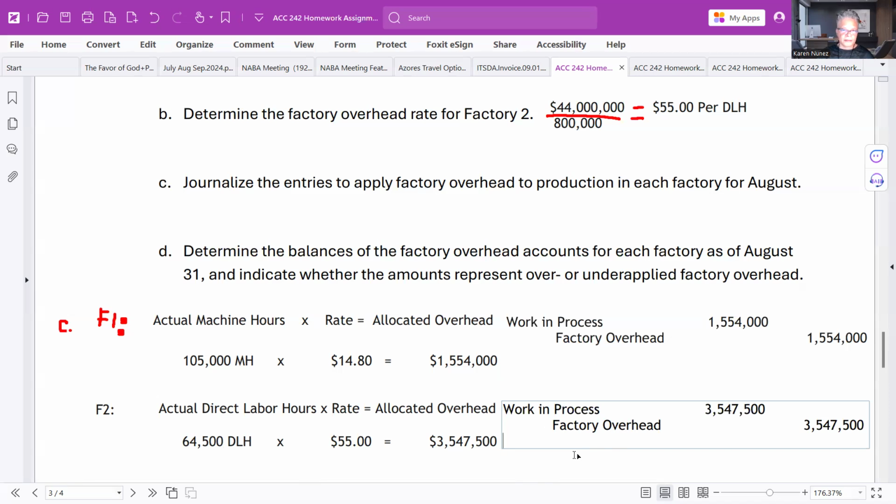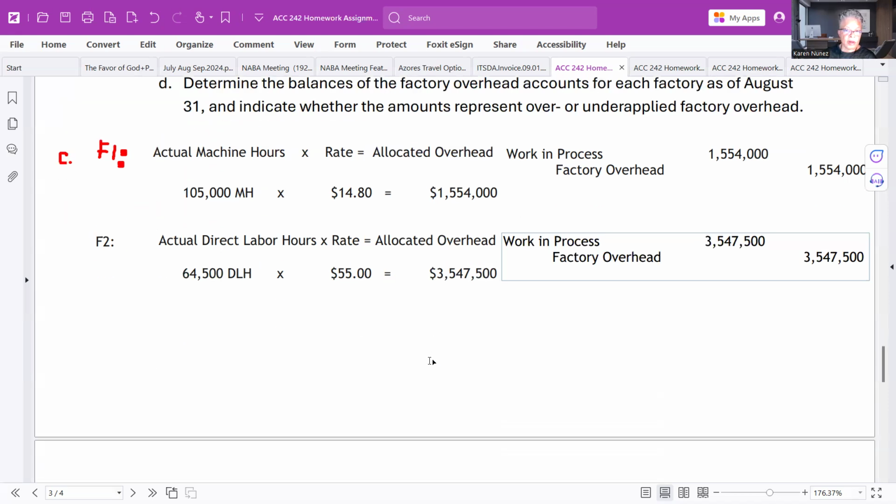So find the rate, determine the amount of overhead that should be allocated, and then if we need an entry, just put it in work in process. The allocated overhead goes to work in process. The actual overhead just goes direct to factory overhead. We would just debit it to factory overhead. And now we need to determine whether or not we're over or under applied.